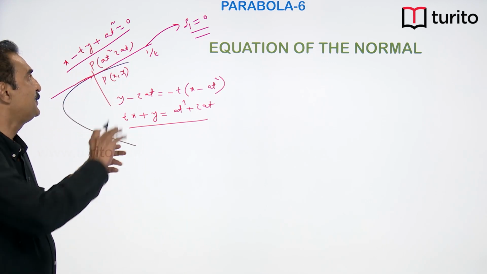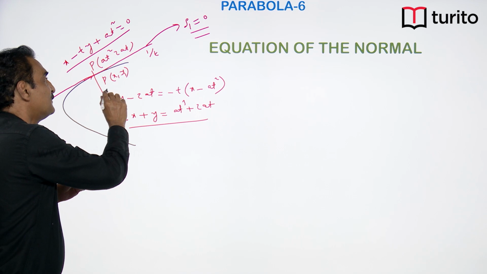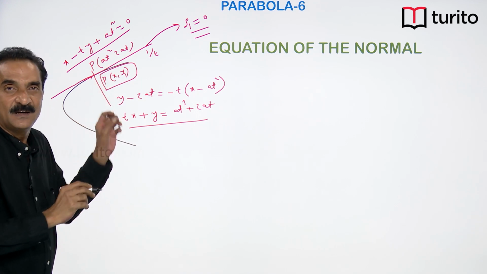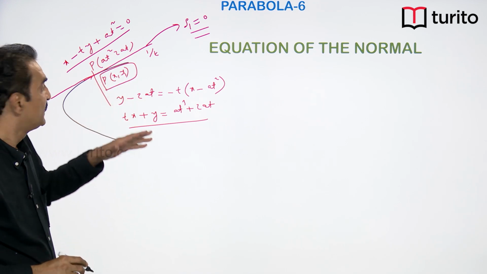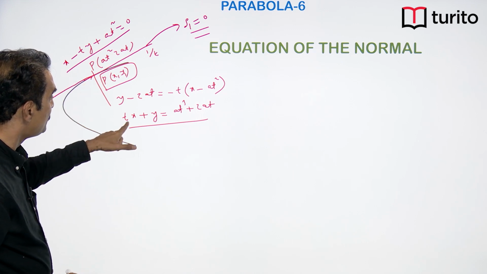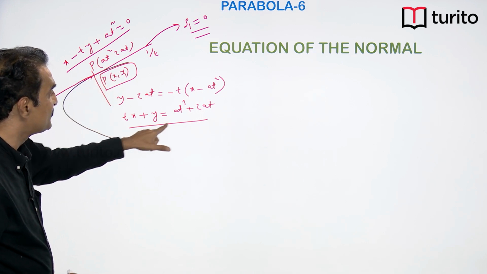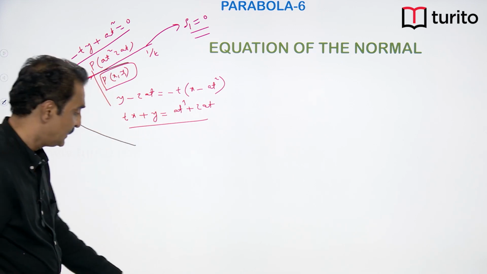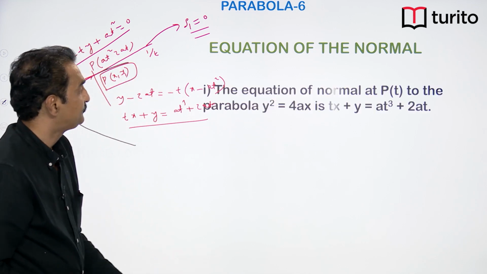That is why we do not discuss the equation of the normal in terms of x1, y1. We have to remember the equation of the normal at a parametric point at square, 2at like this. Let us see the same point.